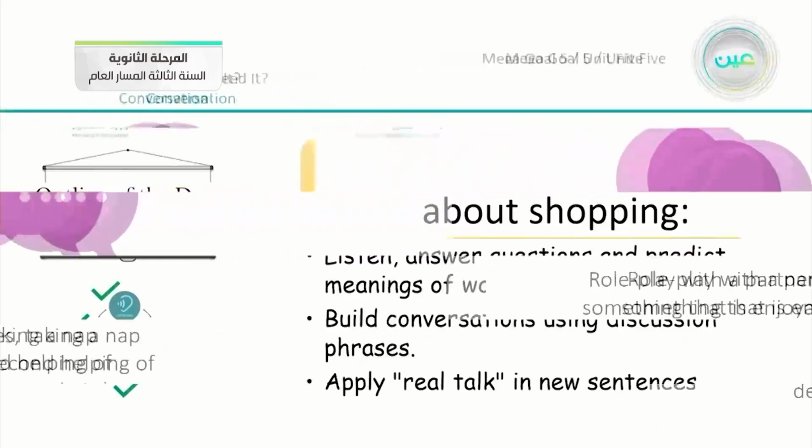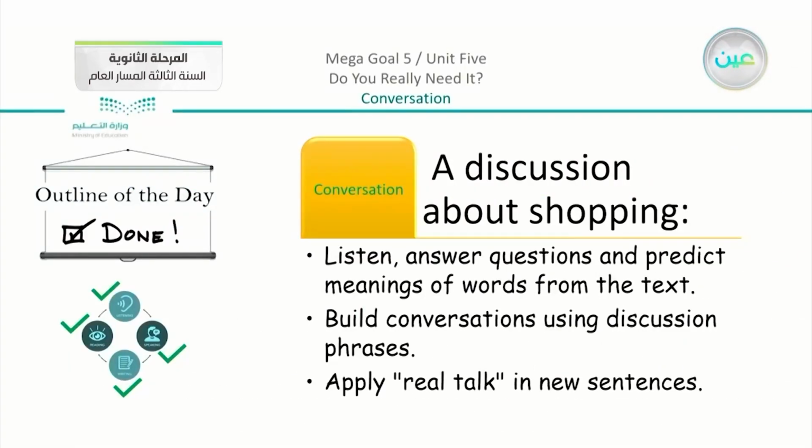So at the very end of our lesson, we had a discussion about shopping. We listened, answered questions, and predicted meanings of words from the text. Now we know the meaning of broke, max out, beat it, and also something related to wasting money, which is to blow money away. Now it is your turn to build conversations using the discussion phrases that we discussed, which is advising against something. And of course, at the very end, do not forget to apply real talk to your sentences.